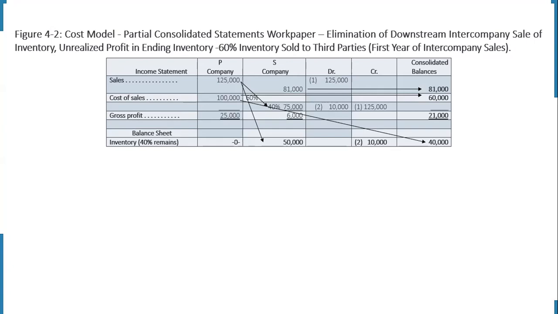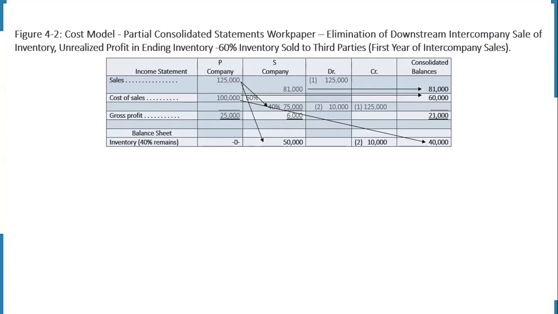Then the cost of sales of 100,000, and we have now 60% considered as sold. So, if we have 125,000 multiplied by 60%, that gives 75,000. So, in the sales to third parties, there is a profit of 6,000 considering the selling price of 81,000.